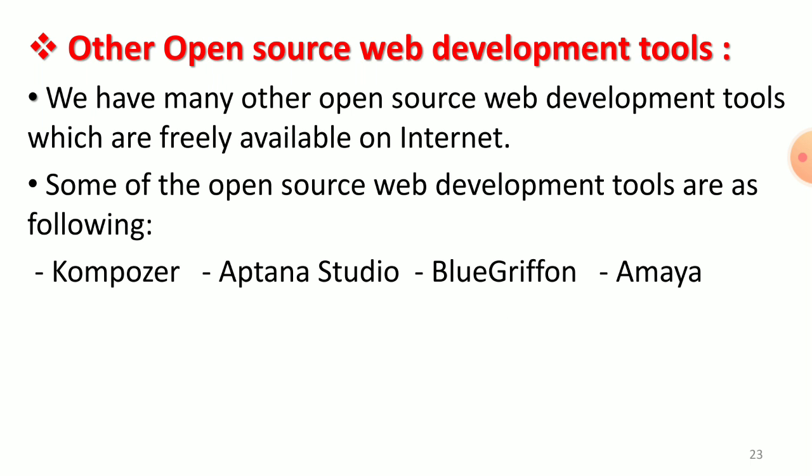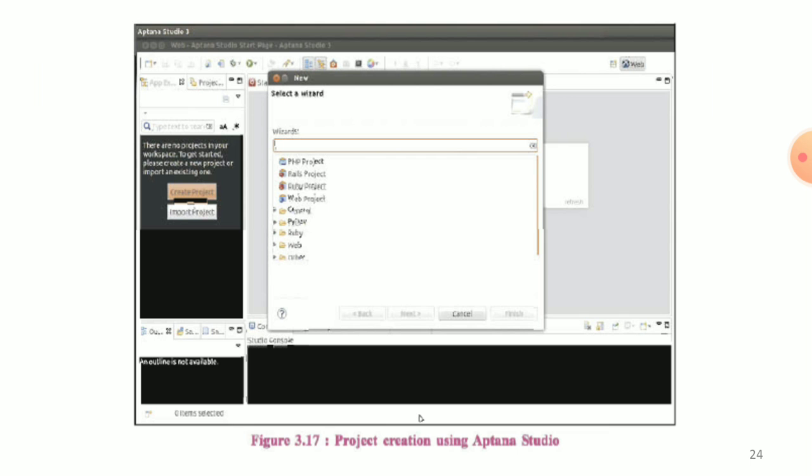And the other open source web development tools: I have explained the open source development tool Composer, and other tools are also website developing tools. We have many other open source web development tools which are freely available on the internet. Some of the open source web development tools are as follows: Composer, Aptana Studio, Blue Griffon, and Amaya. I will discuss them one by one.